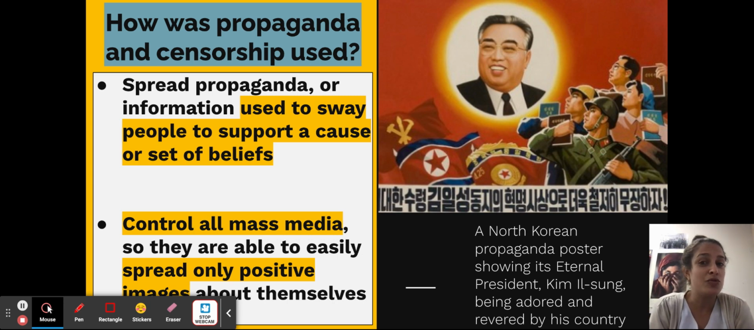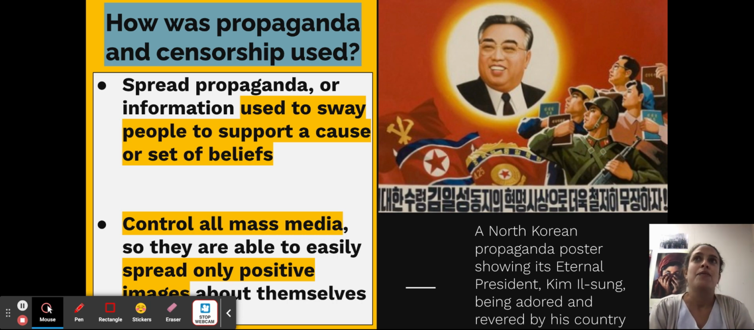So propaganda is used to sway or convince people to support a cause or set of beliefs. And in this case, the cause that they are supporting is this man, the eternal president of North Korea. He was the first president of North Korea. They also, with totalitarian leaders, control all mass media. And if you control all mass media, think about how that might work in your favor.